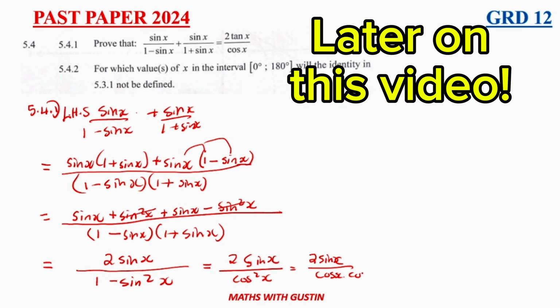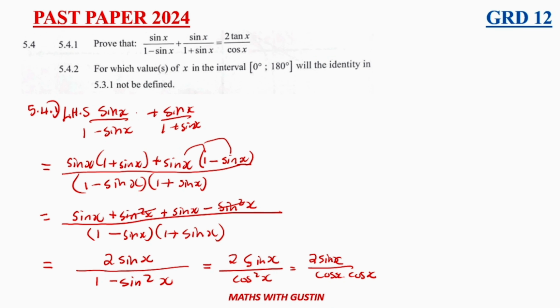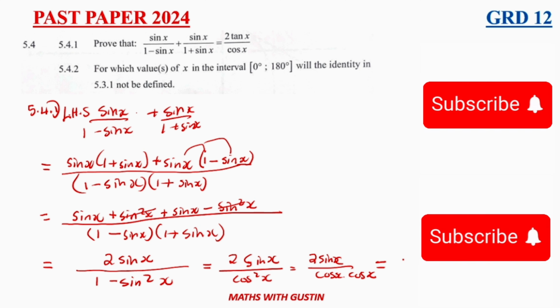x and another cos here x. This sine and a cos will give us tan, which also gives us 2 tan x.